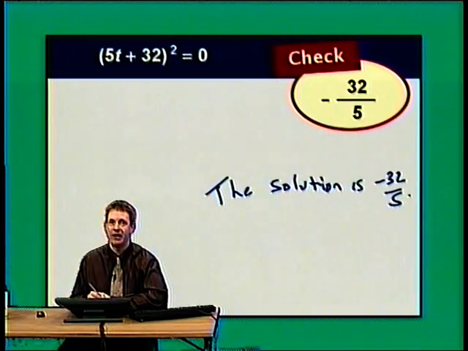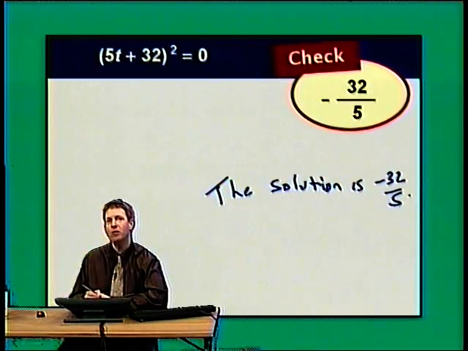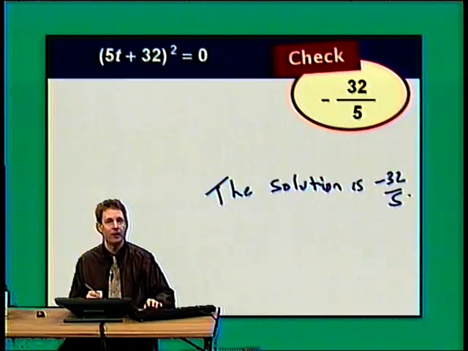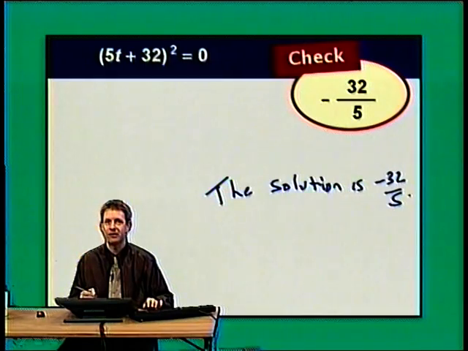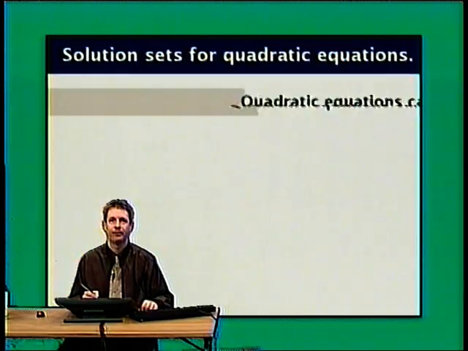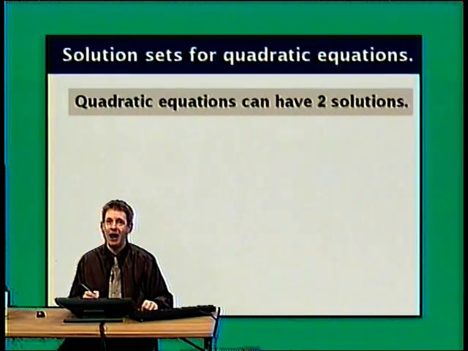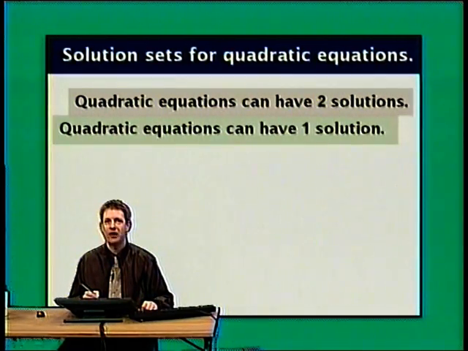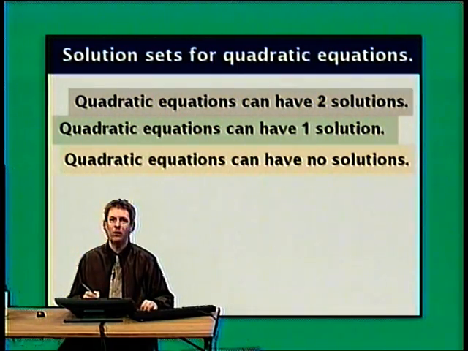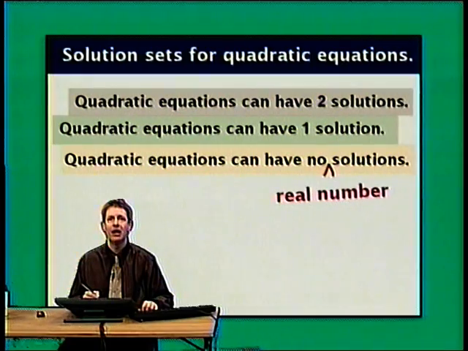Now, we've seen several examples of quadratic equations with two solutions. We've just now seen a quadratic equation with one solution and a quadratic equation with no real number solution. These are the three possibilities when you're looking for solution sets to quadratic equations. Quadratic equations can have exactly two solutions, exactly one solution, or no solutions, at least if you're looking for real number solutions.